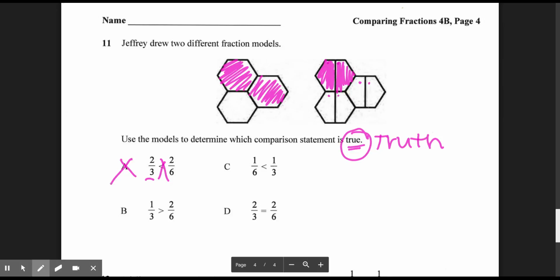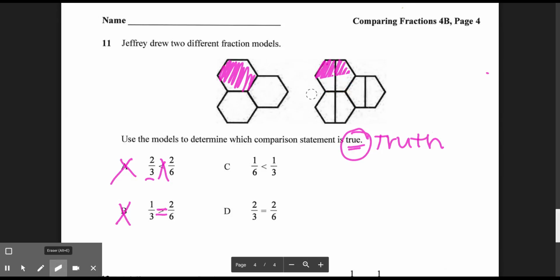All right, let's look at B. And I'm going to erase my work real quick. All right, B is saying 1/3, and it's pointing to the 2/6. So it's saying 1/3 is greater than 2/6. So here is 1/3, and here is 2/6. Well, 1/3 is one of those hexagons, and 2/6 is one of those hexagons. So actually, those two would be equal. So that's another liar.